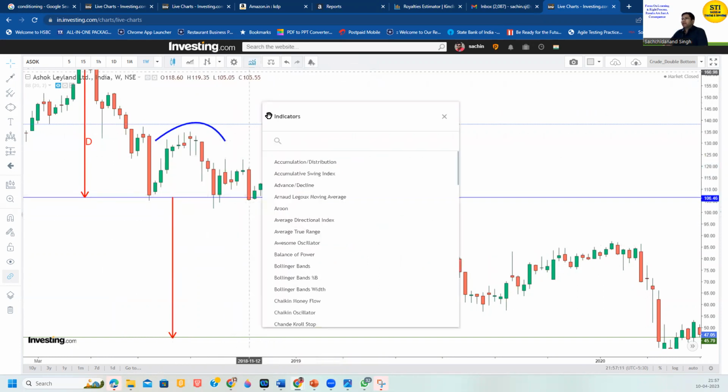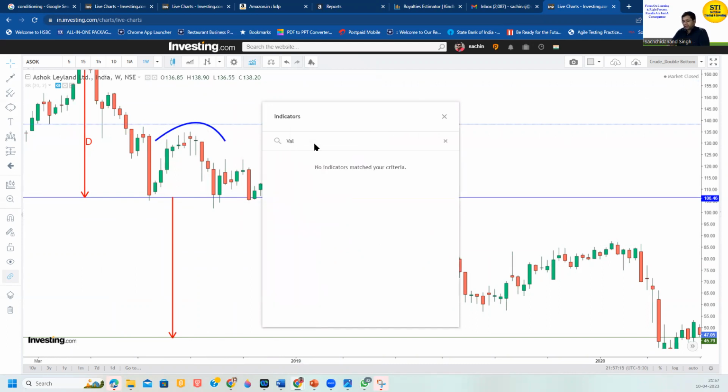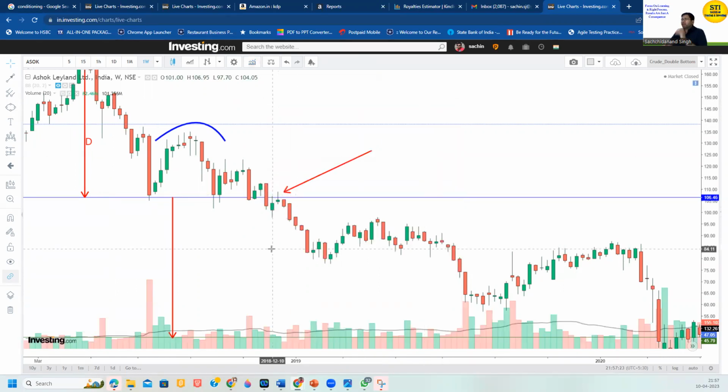Just to make it a bit clearer, we can also look at the volume part. How is the volume at that particular candle? If you look at the volume during this time, the big bearish candle had higher than average volume, and the subsequent one does not have a good volume.